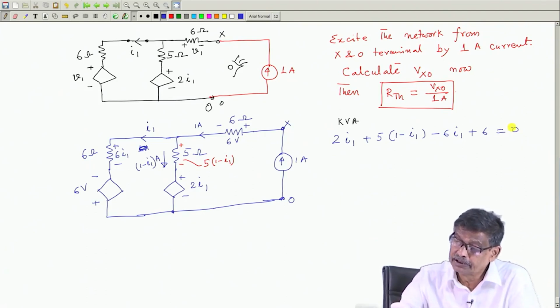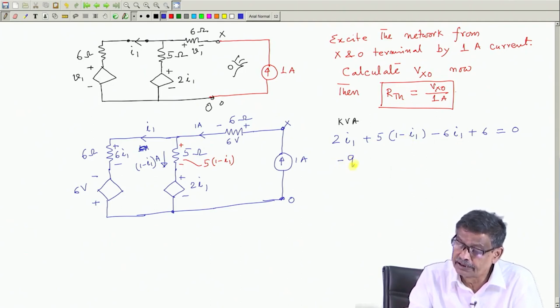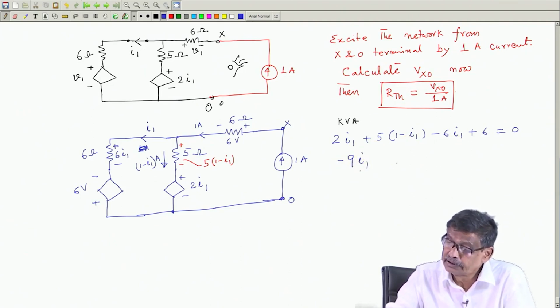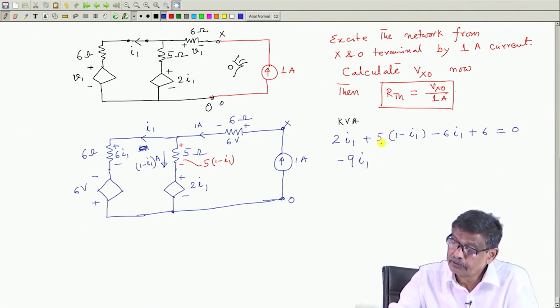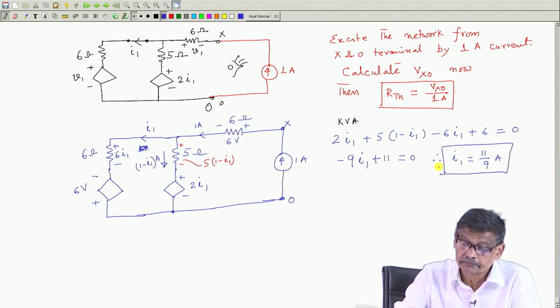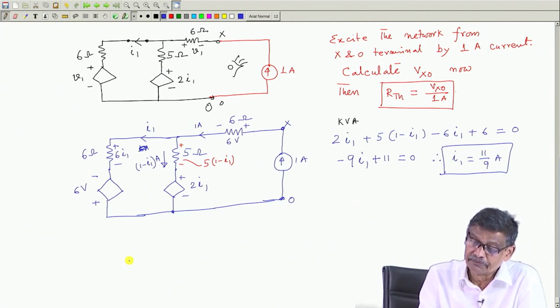So, what you have got is 2 I1 minus 5 I1 minus 3 I1 and then minus 6 I1. So, it will make it minus 9 I1. And what is the constant here? Constant will be plus 5 plus 6, plus 11, and that is equal to 0. Therefore, I1 is equal to 11 by 9 ampere. Once I know I1, I will be able to calculate Vxo.